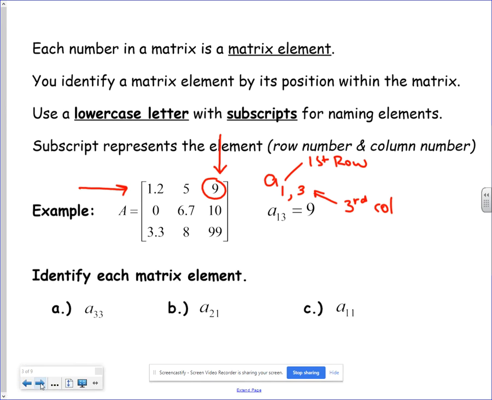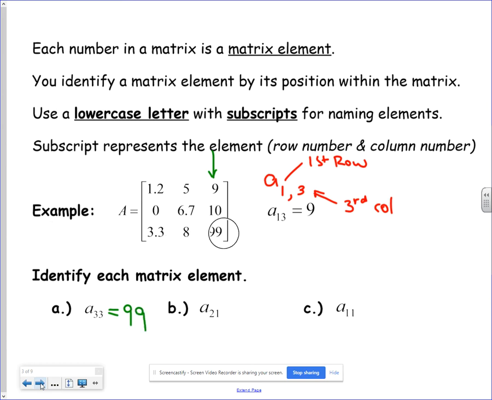So again, pause the video and see if you can work these out. It says identify each element. So A sub 3, 3. So we are looking for the element that's in the third row and the third column. So that would be 99. So A sub 3, 3 is 99.